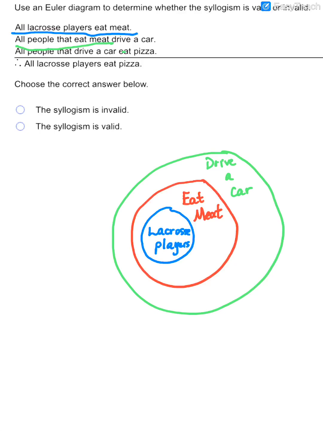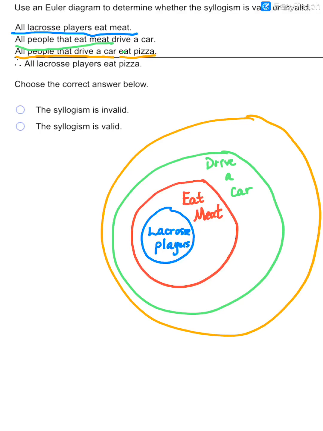All right, in our next statement, it says all people that drive a car, they eat pizza. So now we bring in another circle that represents the people who eat pizza, and since all people that drive a car eat pizza, that circle has to be totally contained inside of the pizza circle. So that is our Euler diagram.